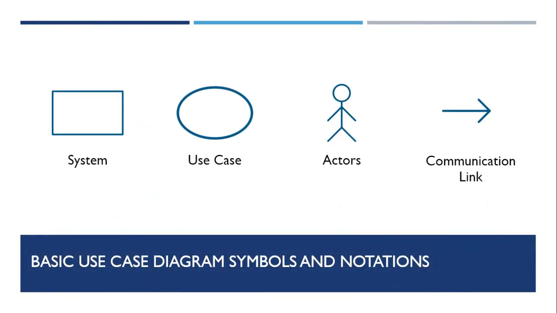Now some basic use case diagram symbols and notations. Whenever we need to draw a use case diagram, we need some specific symbols and notations for it. The symbols which are used are here in the slide. The first is system. A system is represented by a rectangle. The second is a use case, which is represented by an ellipse. The third is the actor, which are the stickman figures. And the fourth and last is communication link, which is represented using an arrow. Now we'll understand in detail about each of these symbols.